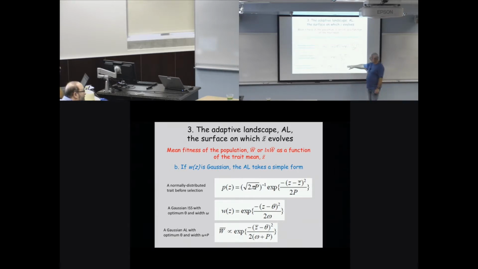It too is Gaussian. We assume the trait distribution is Gaussian, then this is Gaussian. And it's a Gaussian curve with an optimum at theta, just like the individual selection surface, and with a width that's omega plus P, the phenotypic variance before selection. We're going to see this term a lot as we go forward, and we're going to come back to it in just a second.